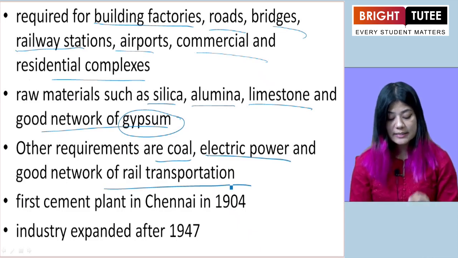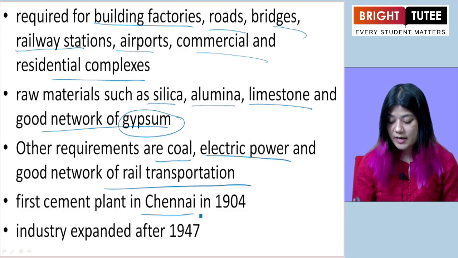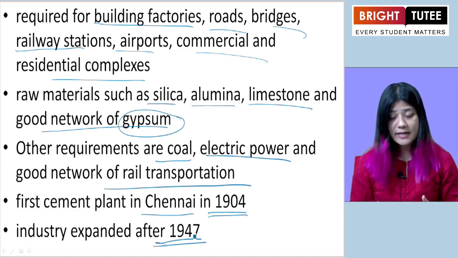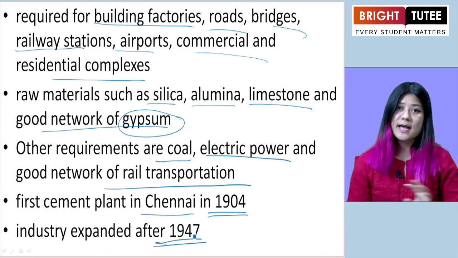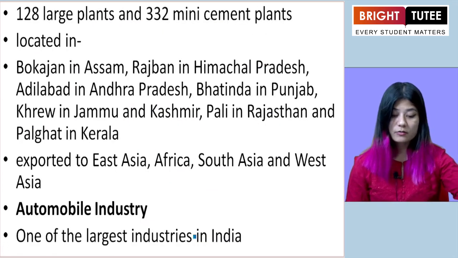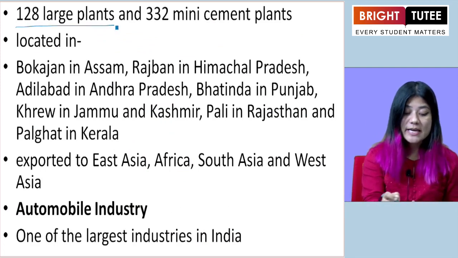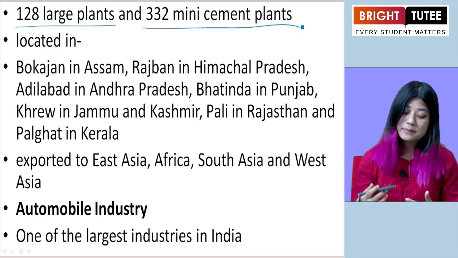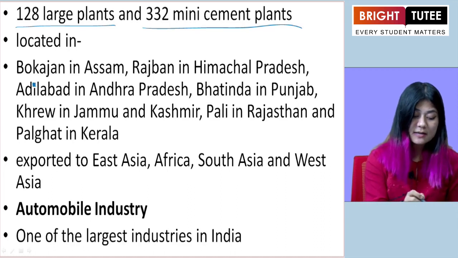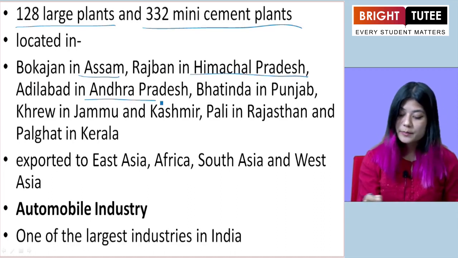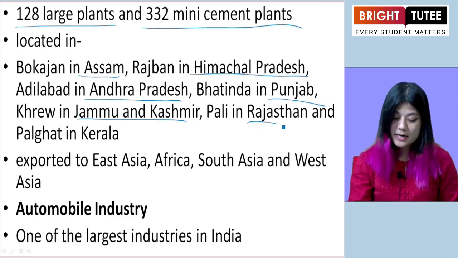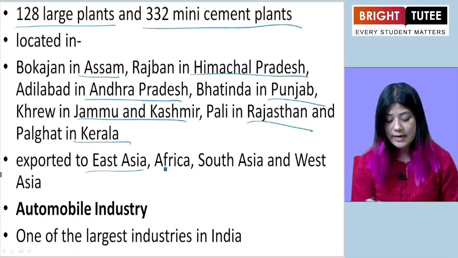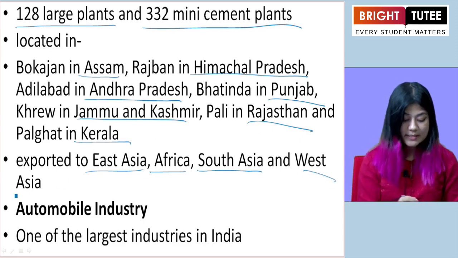The first cement plant was set up in Chennai in the year 1904. After independence, or after 1947, the cement industries expanded and were found all across the country. Today there are 128 large cement plants and 332 mini or small cement plants, and these plants are located in Assam, Himachal Pradesh, Andhra Pradesh, Punjab, Jammu and Kashmir, Rajasthan, and Kerala. Cement is also exported to other countries in the world, like in East Asia, Africa, South Asia, and West Asia.